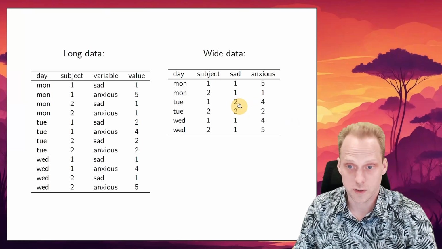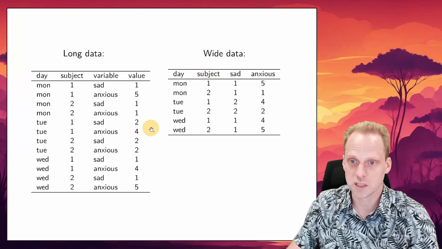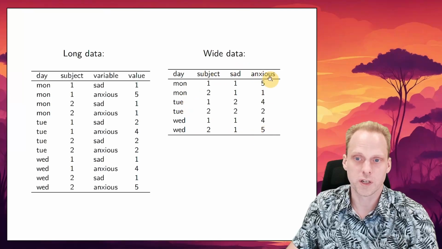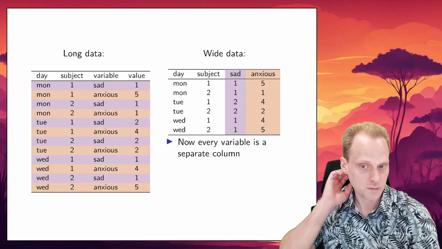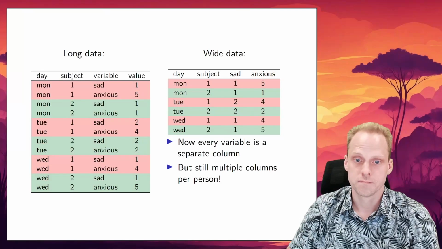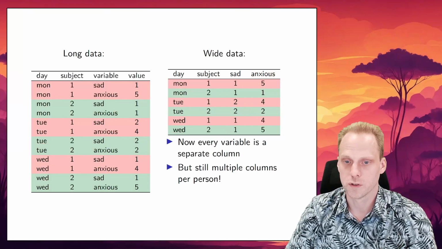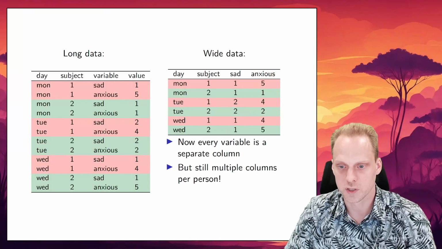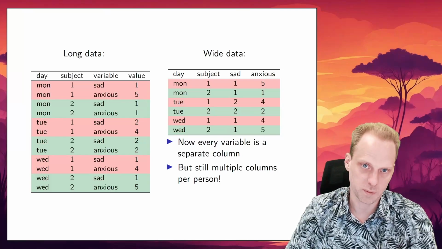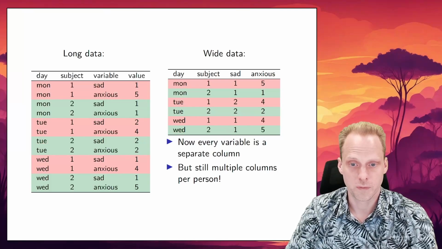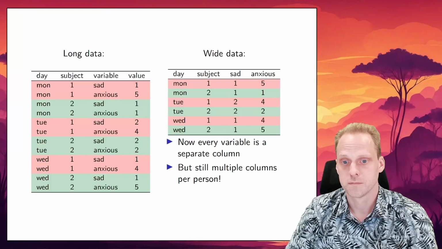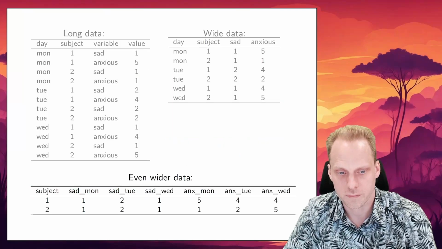Like in the examples I gave, structural equation modeling and network analysis, this is the type of data that we would need. We would need the data to look like this. One column for day, one column for subject, and then the variables that we measure next to each other. So now every variable is a separate column. But yeah, we could argue it's still not as wide as we can get it because there's still multiple rows per person. So maybe we want to do an analysis where the person is really the subject or the observation. It's still not wide enough.